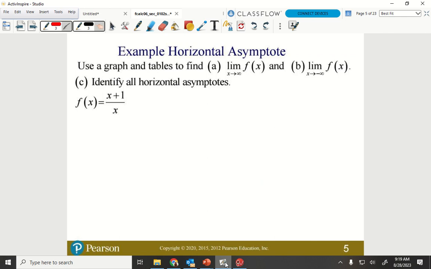So find the limit as x approaches positive infinity of f of x. We get what?